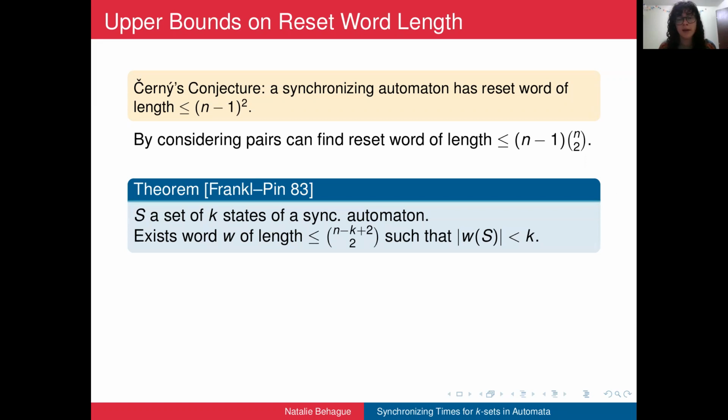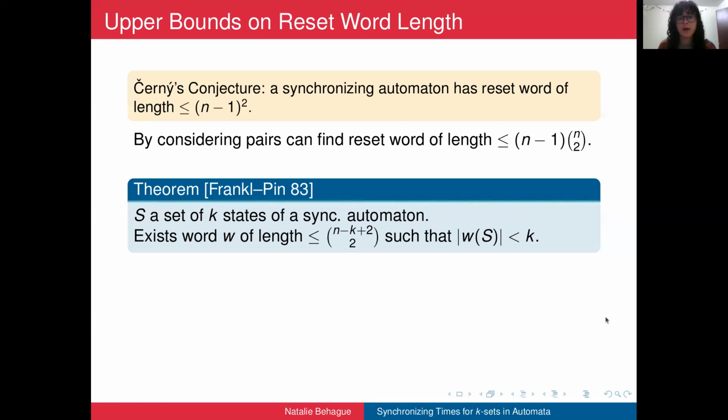And the idea behind their upper bound is that they basically take this simple bound and improve it by saying, if we started with k states, we can find a shorter word sending some pair within those k states to a singleton. So in fact, they've shown that if you have k states, you can find a word of length at most n-k+2 choose 2 that sends that set of k states down to a smaller set of states. So in particular, some pair in that set of k states has been sent to a singleton.